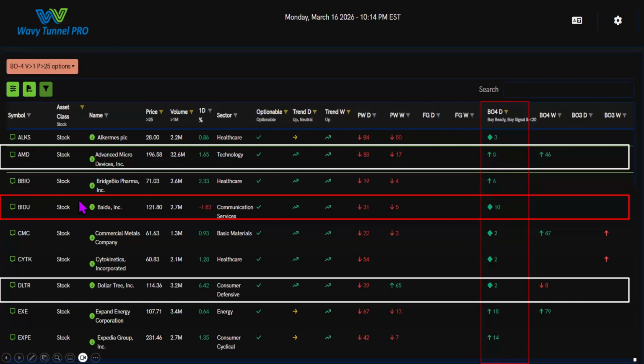I'm going to show you 3 examples. Now these, I printed this out last night. Okay, so it's pretty hot off the press. It is hot off the press. So we're going to look at AMD, Baidu, and Dollar Tree. Okay.